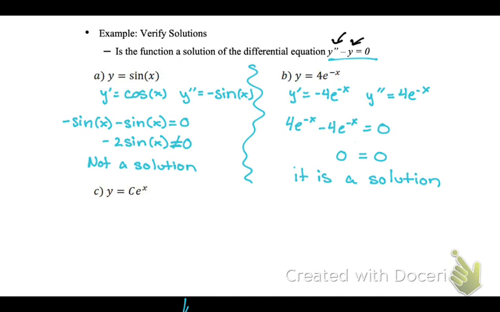Okay, so C, the next one, I have y equals c e to the x. C is a constant, any random constant. It doesn't matter what it is, right? It's just a constant. So what's the first derivative of that? C e to the x. And second derivative, c e to the x. So we're going to have c e to the x minus c e to the x equals 0. So is it a solution? Yes. For any value of c, it is a solution.